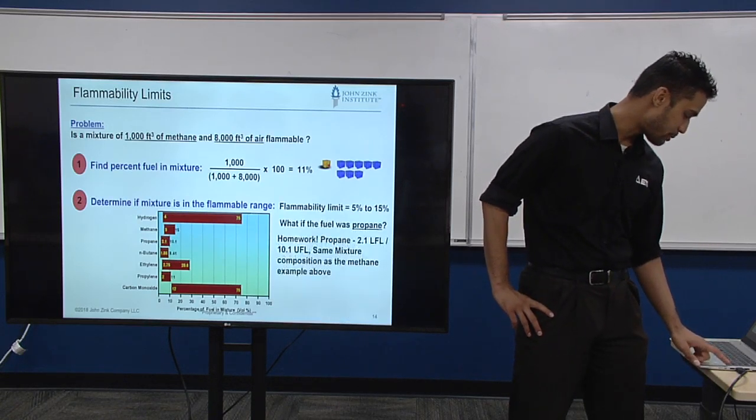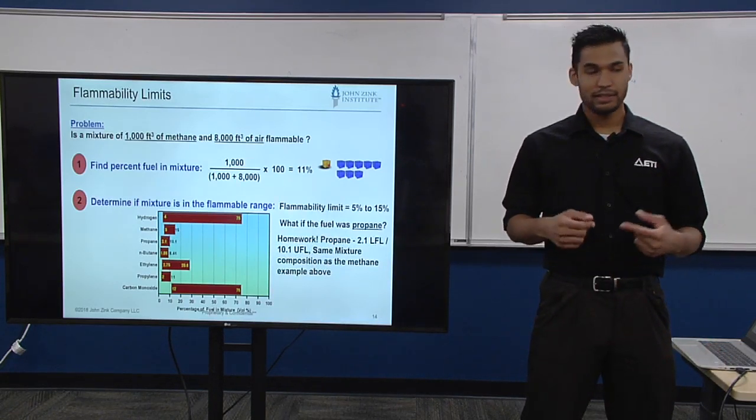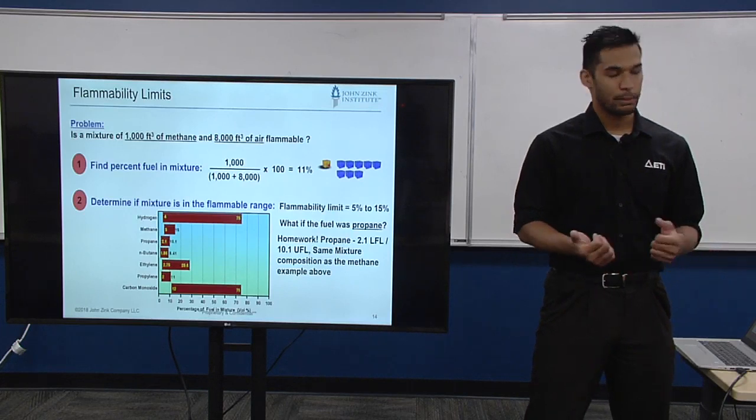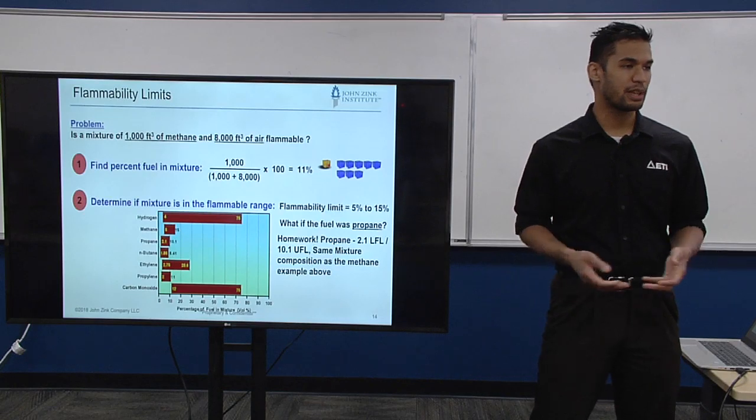Okay, so this is your first homework problem. I'll give a summary of all these at the end. But what happens if instead of burning methane, I swap to propane? Okay, same ratios. I got 11% propane in air.